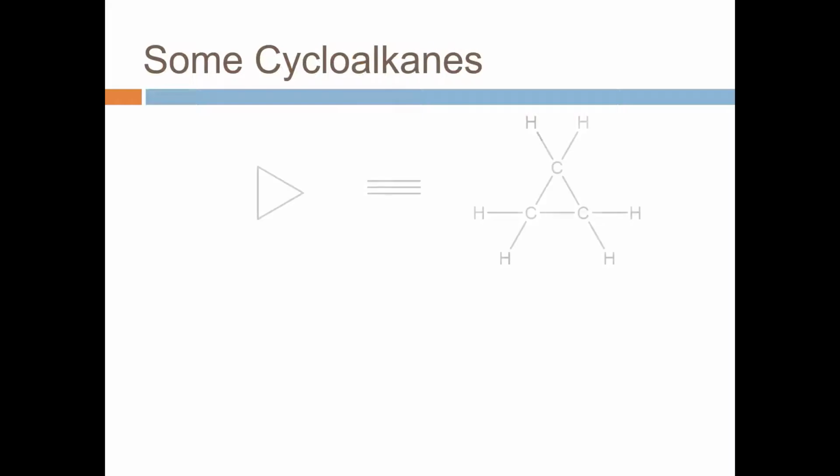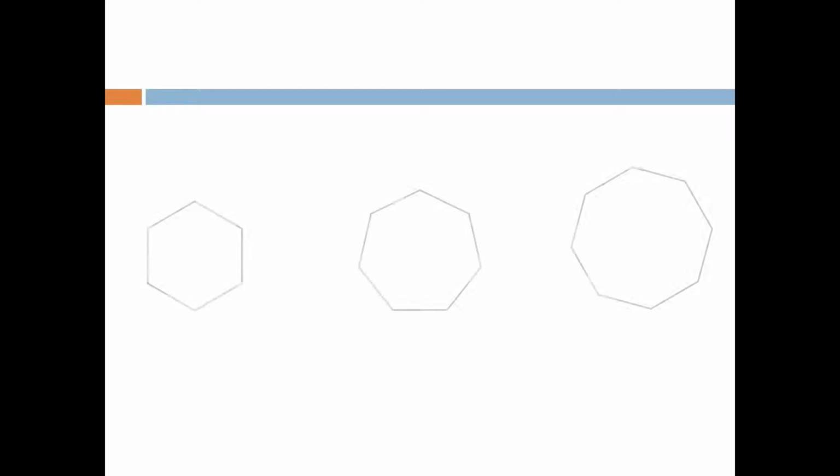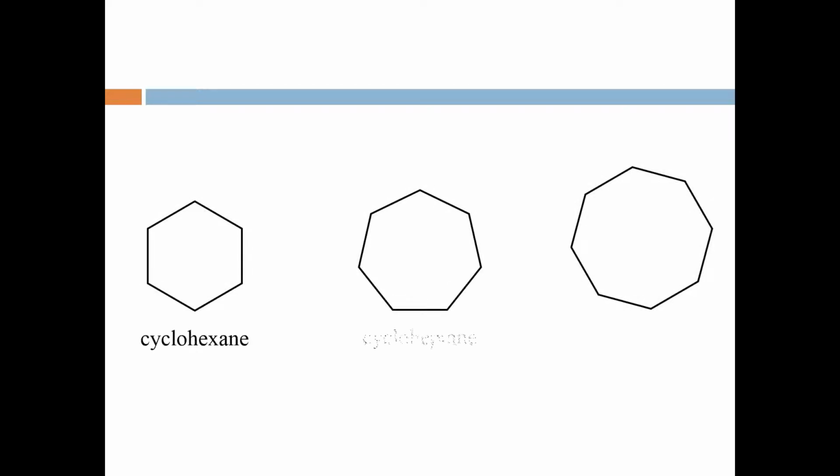Here are the structures of cyclopropane, cyclobutane, cyclopentane, cyclohexane, cycloheptane, and cyclooctane.